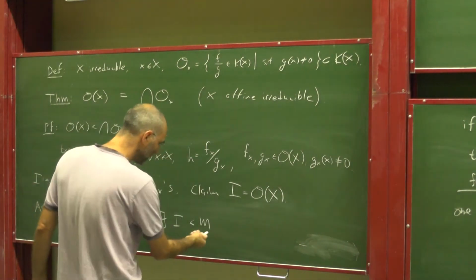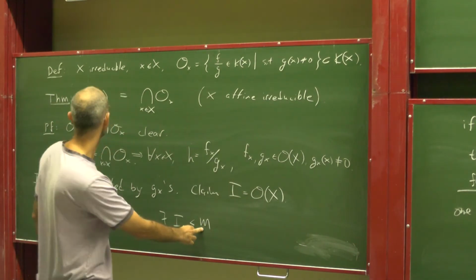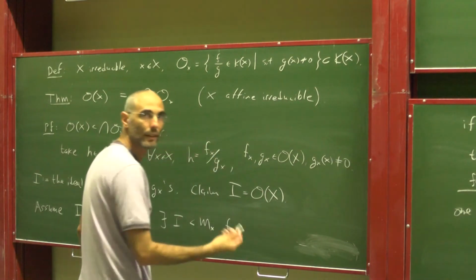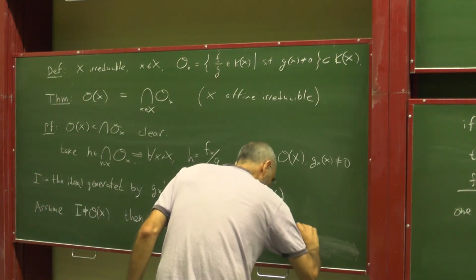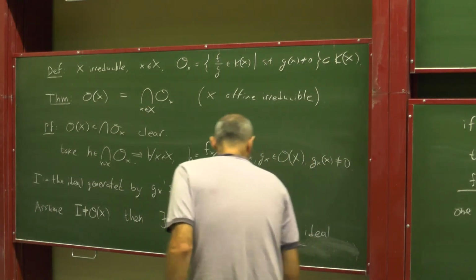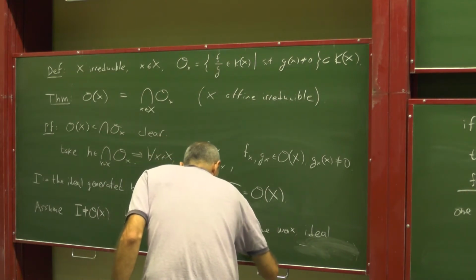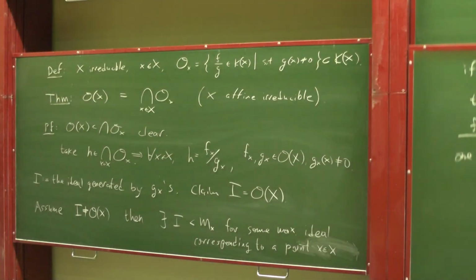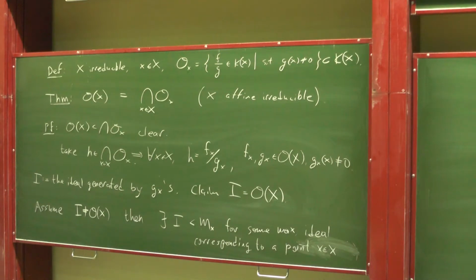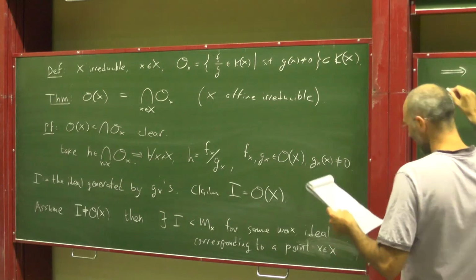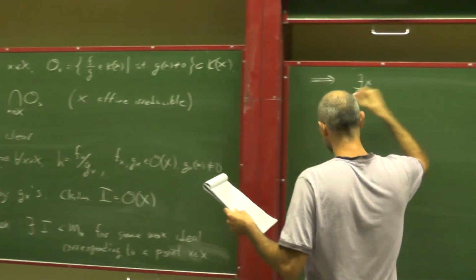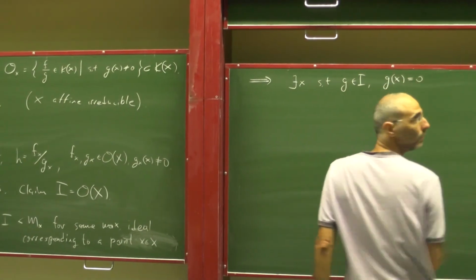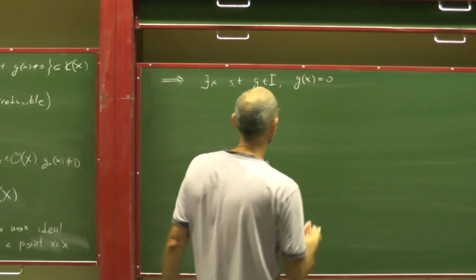Of course, in algebra I denote an ideal by M. When I think in geometry I denote it by X, but these are the same thing, right? So let me use the notation M sub x. We know the correspondence between maximal ideals and points. For some maximal ideal corresponding to a point x, this is exactly saying that there exists x, this precise little x, such that for every g in I, g(x) is 0. g is in that maximal ideal, which is a contradiction.